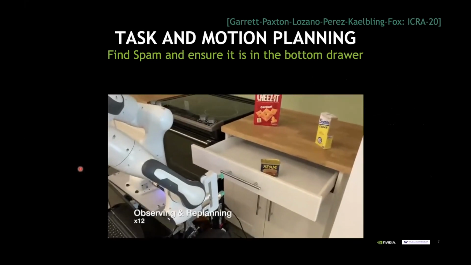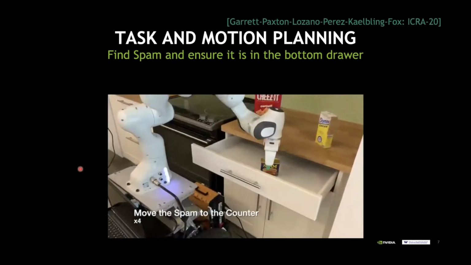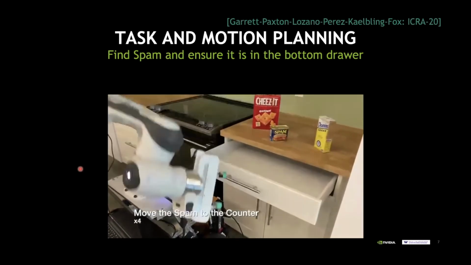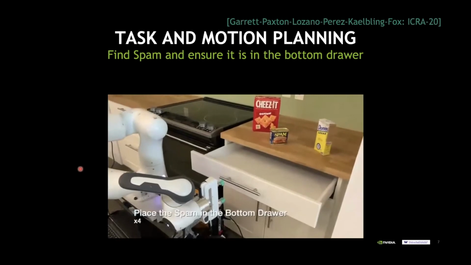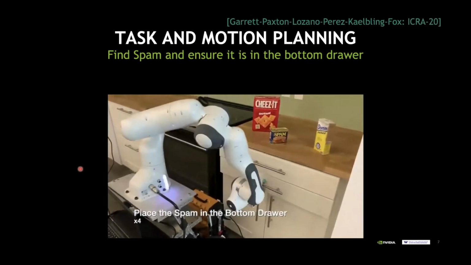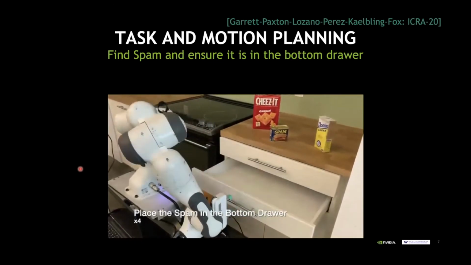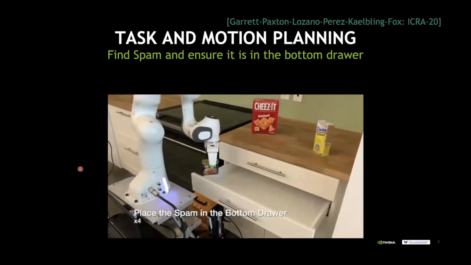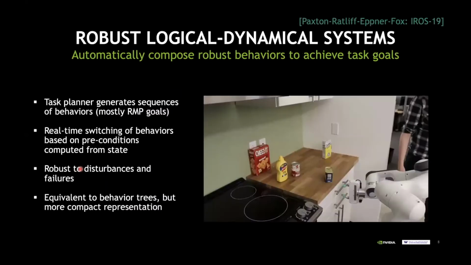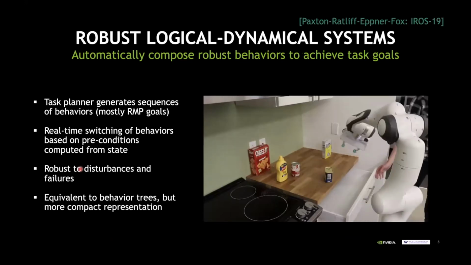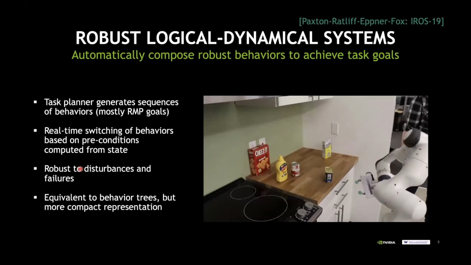So the robot first opened the lower drawer, saw that there's no spam box in there. Now it opens the upper one, gets the spam out, closes it, and then puts it into the lower drawer. Okay, so these TAMP systems are extremely well suited for these longer-term tasks, and we can now leverage that in the real world. The final example is work that Chris Paxton did, now towards more robust execution, where we constantly keep track of the logical state of the system.